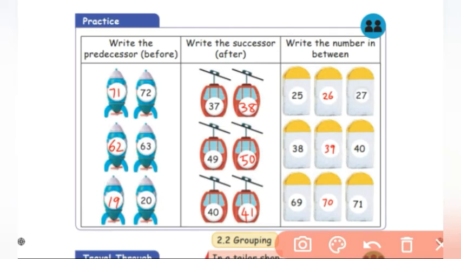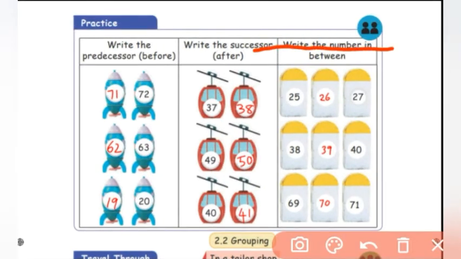Next, write the successor after number. We have to write the after number. Which number comes after 37? After 37 is 38. After 49 is 50. After 40 is 41. Write the number in between.